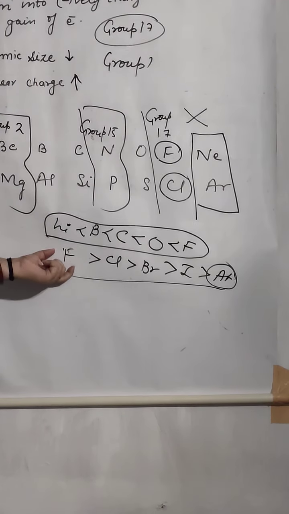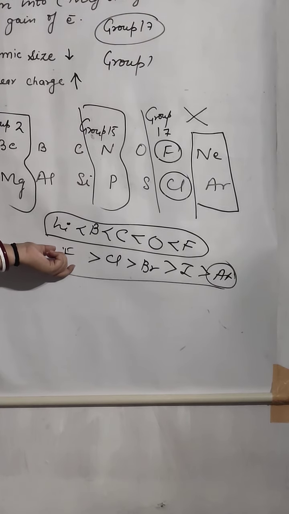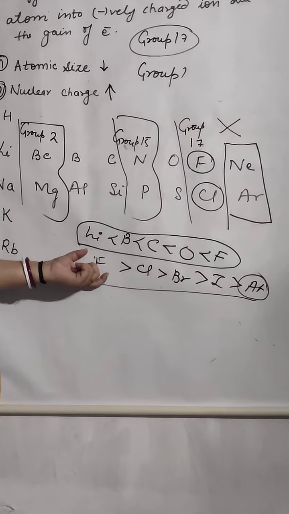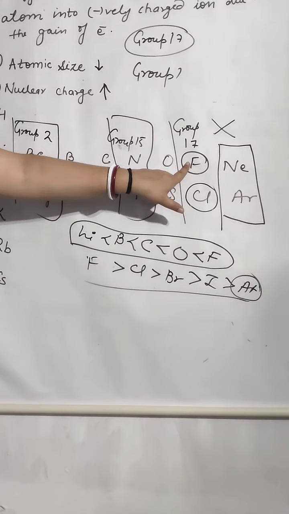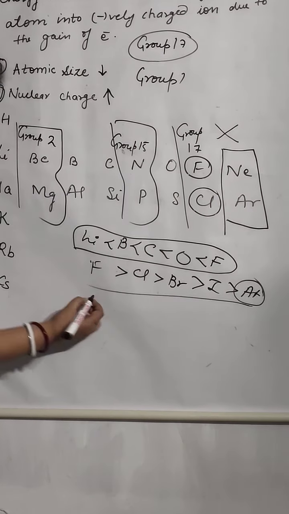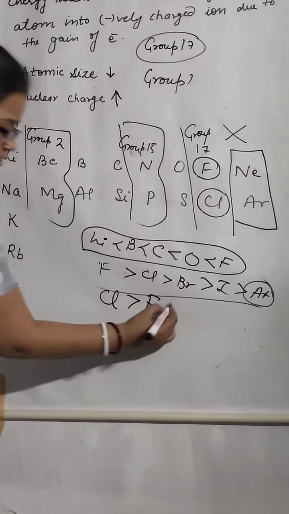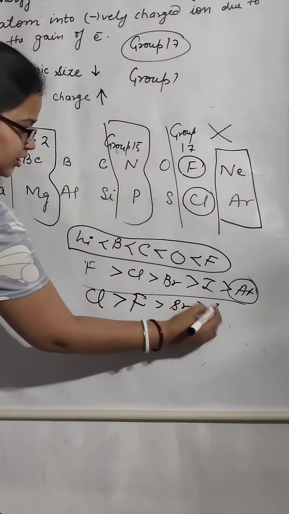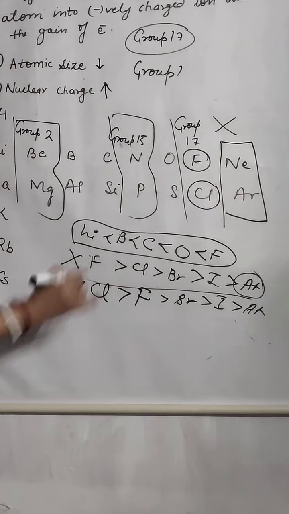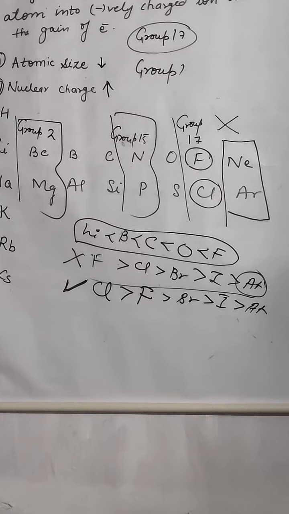So decreasing order means from bigger to smaller. So first of all, fluorine should come, but it is having lower electron affinity than chlorine, so chlorine will come first, and then who comes? Fluorine, and then bromine, iodine, and astatine. The earlier order is not correct. This is our correct decreasing order of electron affinity of group 17.